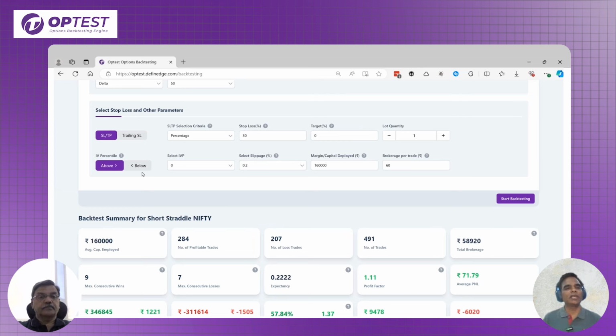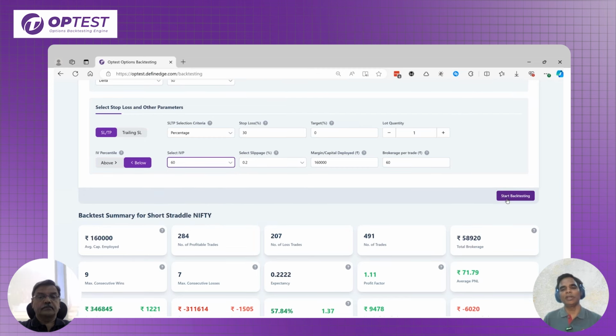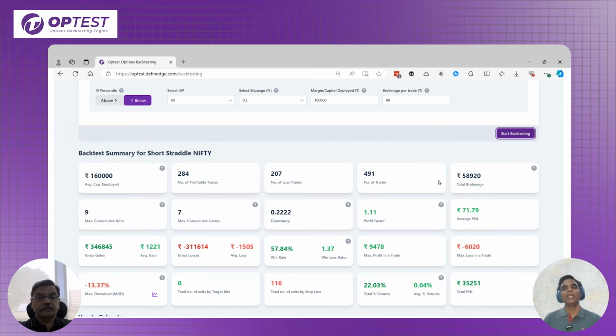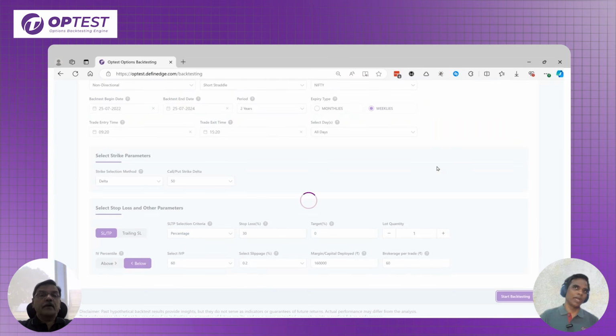For example, let's say I want to do this strategy only when IV percentile is 60 and above. Then how does this perform? For example, here returns are 22. Now let's see if this improves my returns. So like that, you have to try different parameters. We are not saying that this is the ideal way or this is the wrong way. Even we don't know what is the right parameter. So change parameters. Market is dynamic, so that will keep changing.